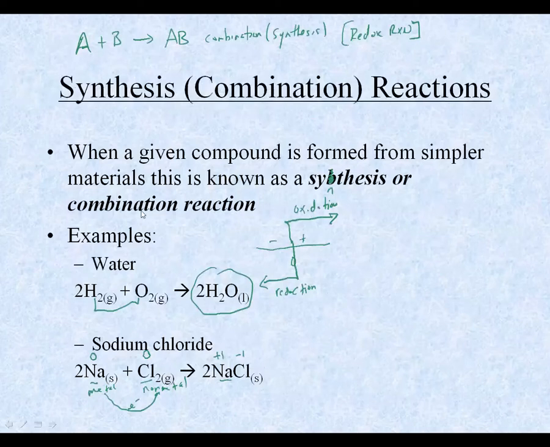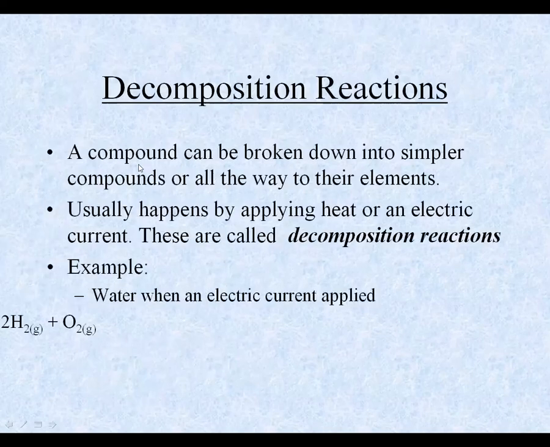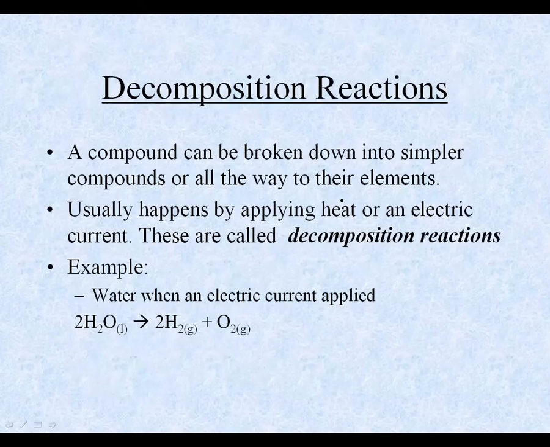Okay, another type of reaction, which should be the opposite of the one we just saw, is what is known as a decomposition reaction. A decomposition reaction is basically the opposite of a synthesis reaction. In a decomposition reaction, we're taking one thing and making two or more things. So it's basically breaking down into two or more things. A combination reaction is putting something together. A decomposition reaction is basically breaking something apart. They're opposites of each other. Combination, put it together. Decomposition, break it apart.